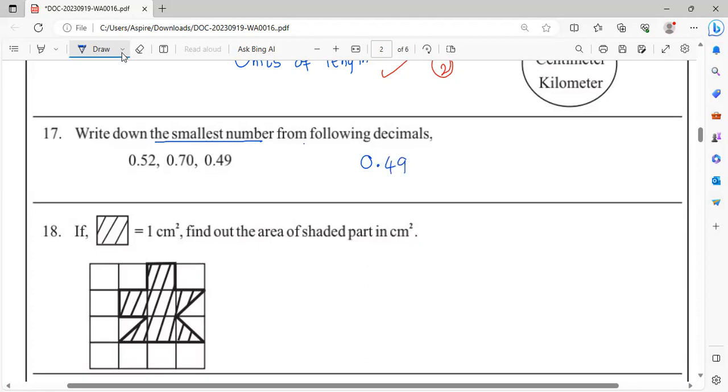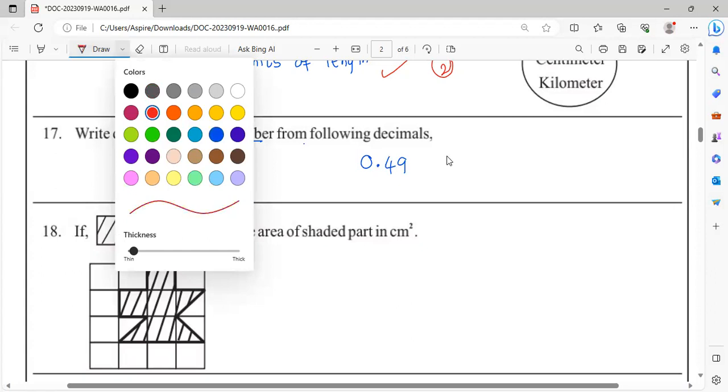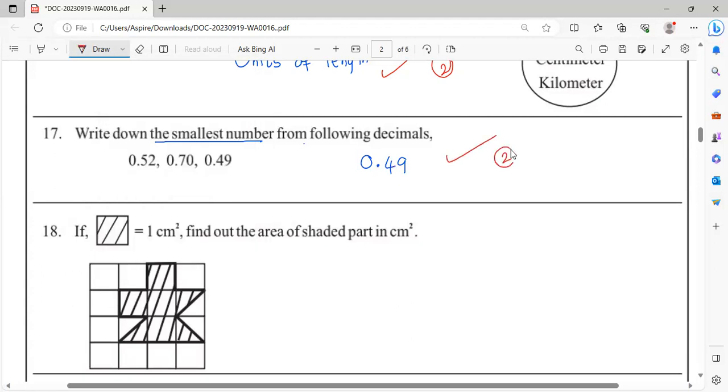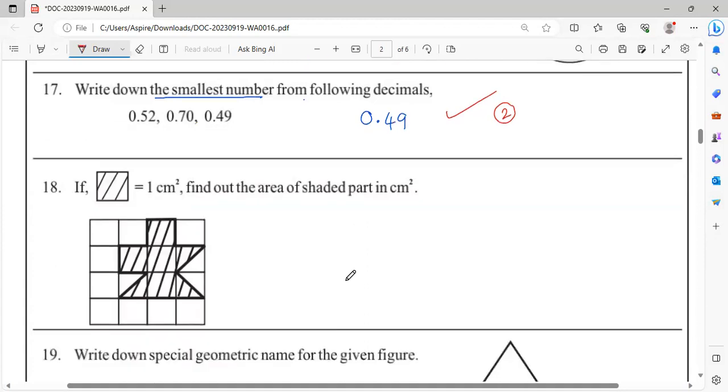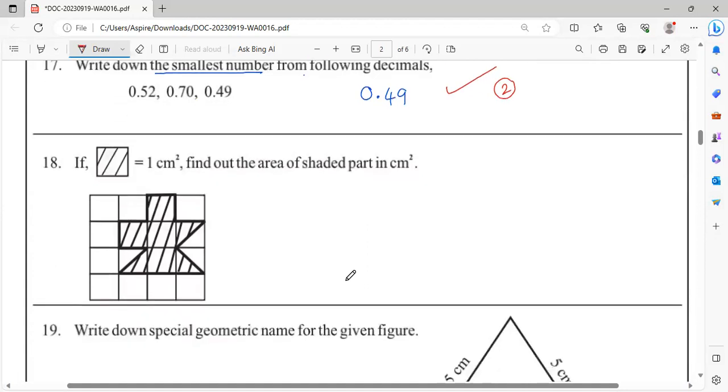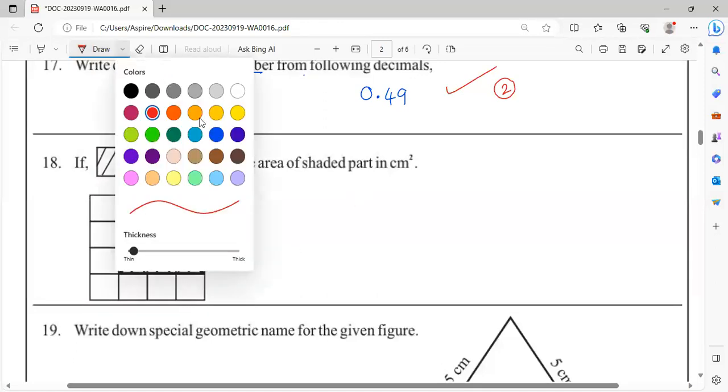0.49. Okay. Then you are given 2 marks. Okay. If this equals 1 square centimeter, find out the area of the shaded part in square centimeters. Then how do we find it?